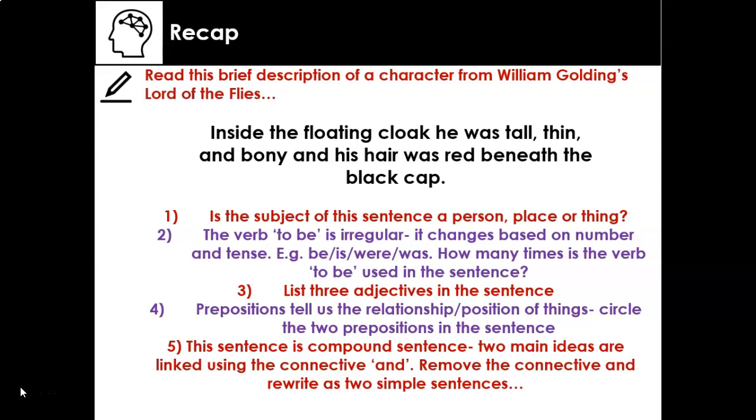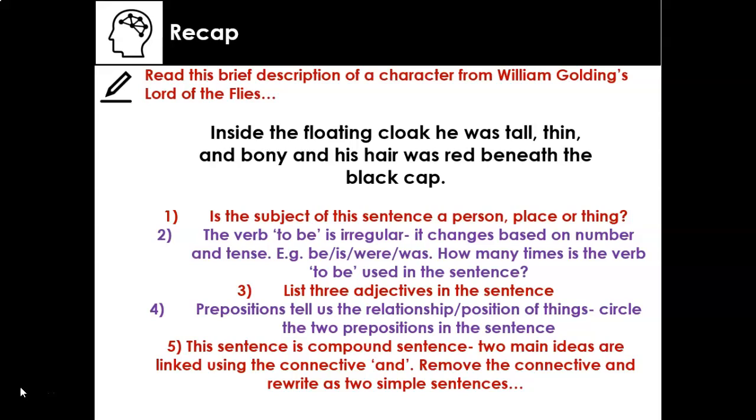Brilliant. Number 2, the verb to be is a really common yet irregular verb. In other words, it's one of the most frequently used verbs, to be or not to be, that is the verb, but it changes based on number and tense. It's irregular. So it can be, is, were, was. So based on that information, how many times is the verb to be used in the sentence? Okay, let yourself have a little look.